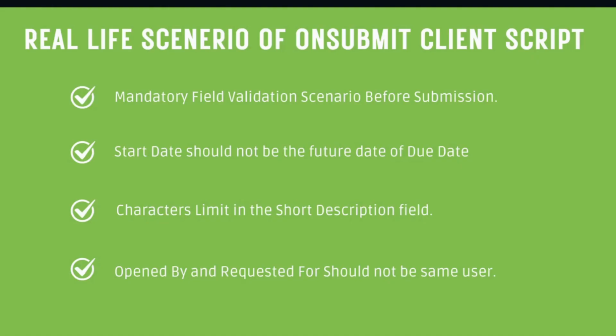Third one will be the character limit in the short description field. Suppose we are setting a character limit of 1,000 in the short description field. The user should not enter more than 1,000 characters in that field. And the fourth one will be that opened by and requested for should not be the same user. Suppose we have two reference fields in our form, in that case we don't want the same user to be entered into both reference fields. These real life scenarios we will look at one by one in our developer instance.